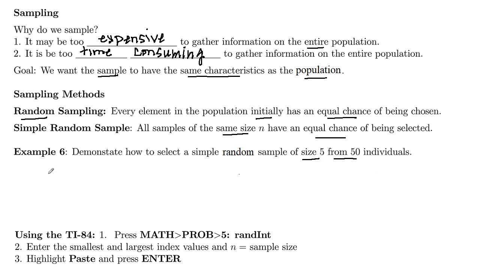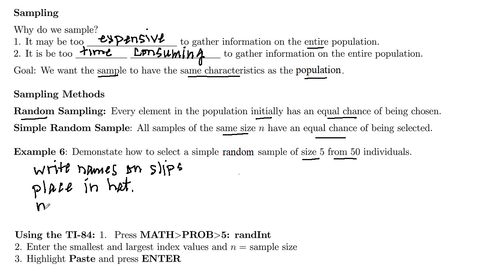So there are a number of ways you could do this, but something we could do that's pretty easy is to put all of the individuals' names on slips of paper, and then we could place those in a hat or container of some sort, and we could mix up the slips of paper and then draw one, and then repeat that process until we have 5 names. So that would give us a fairly random sample.